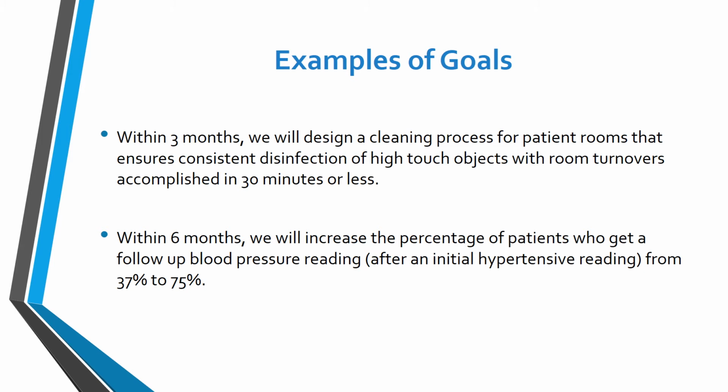Here's another example. Within 6 months, we will increase the percentage of patients who get a follow-up blood pressure reading after an initial hypertensive reading from 37% to 75%. Does this goal meet all the SMART elements? Is it specific, measurable, attainable, realistic, and time-based? Is this an acute or an ambulatory setting? How do you define hypertensive? When will you repeat the reading? Take your best shot at revising these goals or stating your own goal.